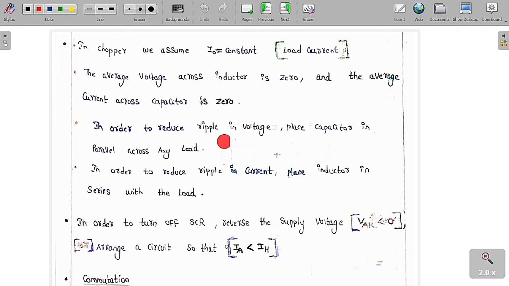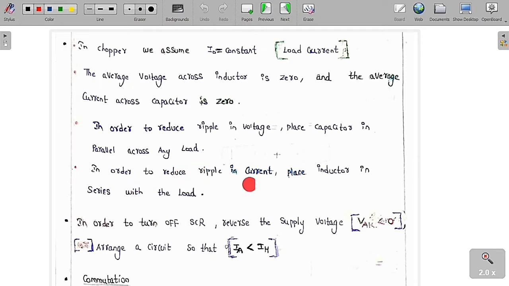In order to reduce the ripple in voltage, place a capacitor in parallel across the load. So if you want to reduce the ripple in the output voltage across the load, then place a capacitor in parallel to the load. So therefore, this ripple is going to get reduced, because the voltage across a capacitor cannot change instantaneously. So the rate of change is very slow.